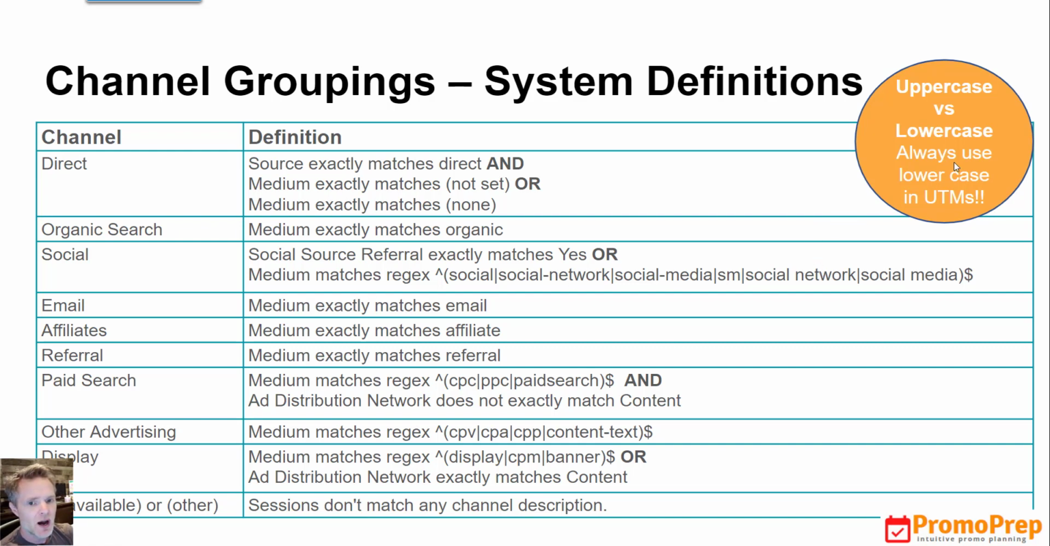Another big caveat: make sure whenever you're using UTMs in your URLs, always use lowercase. Just make that a best practice and a constant, because Google will see uppercase and lowercase differently. And if your rules don't match, you could have traffic bucketing into the wrong channel.